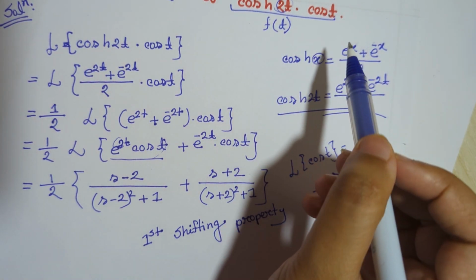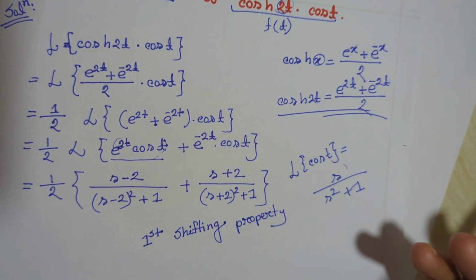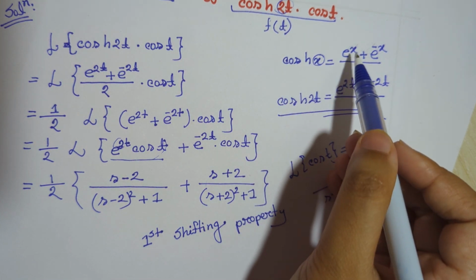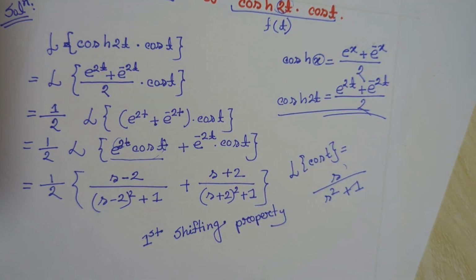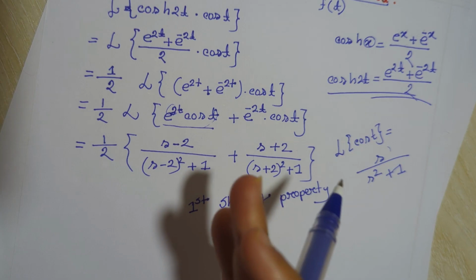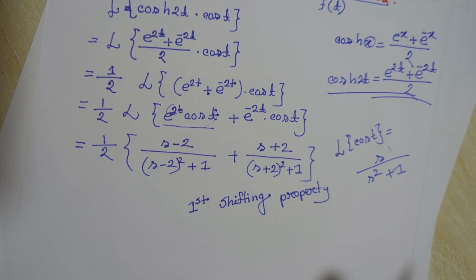If we have a hyperbolic function of sine, we know that if we also break the hyperbolic function sin h t, it will be e to the power x minus e to the power minus x divided by 2. So if we have the hyperbolic function of sine, then we will also break the sine into exponential functions, and then we will use the first shifting property for finding the solution.